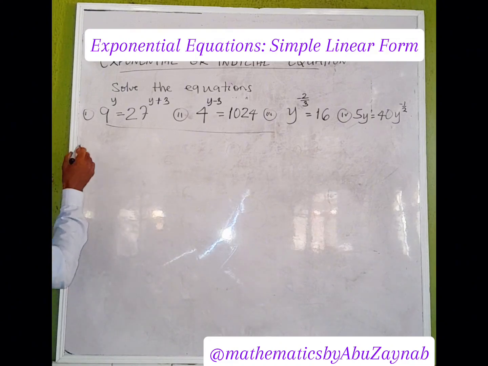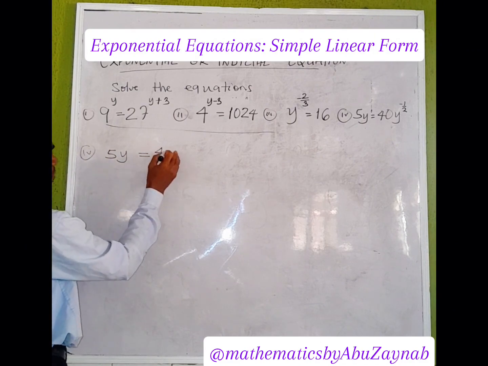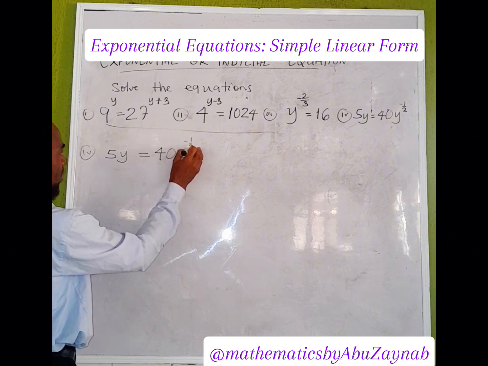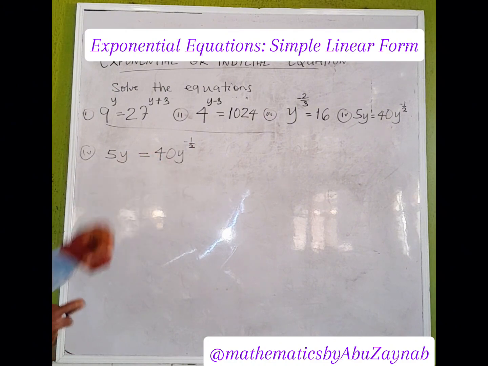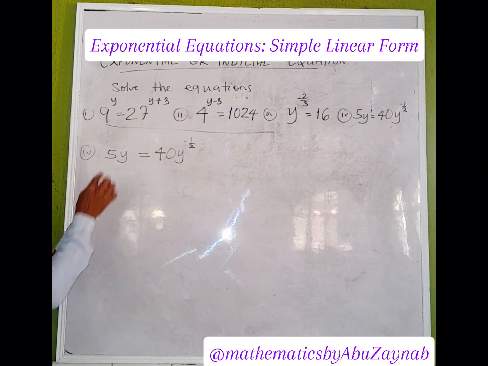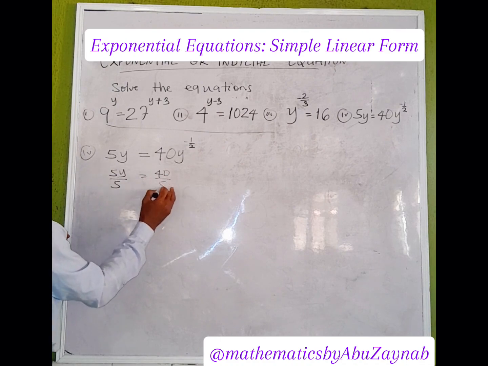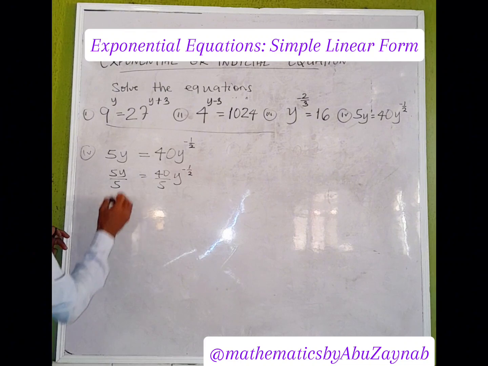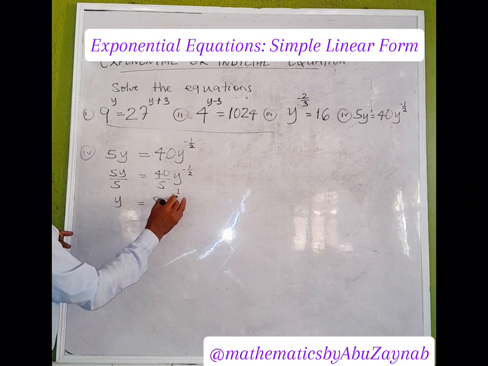The last question, number 4, we've got 5y equals 40y to the power of minus half. Okay, this question is peculiar in the sense that we have products on both sides. So the very first thing we do is to try to write them in indices form, strictly indices. By so doing, let's divide both sides by 5. So I'm going to have 5y over 5 equals 40 over 5 y to the minus half. Hence, we have just y equals 8 y to the minus half.